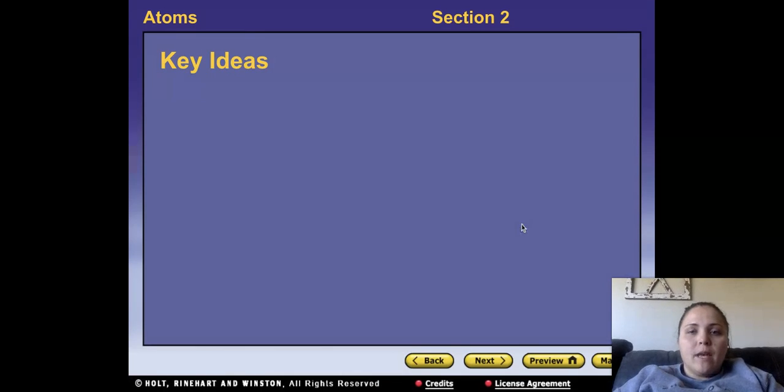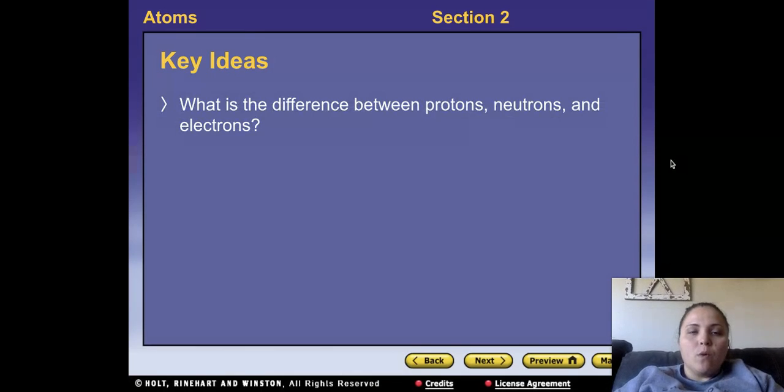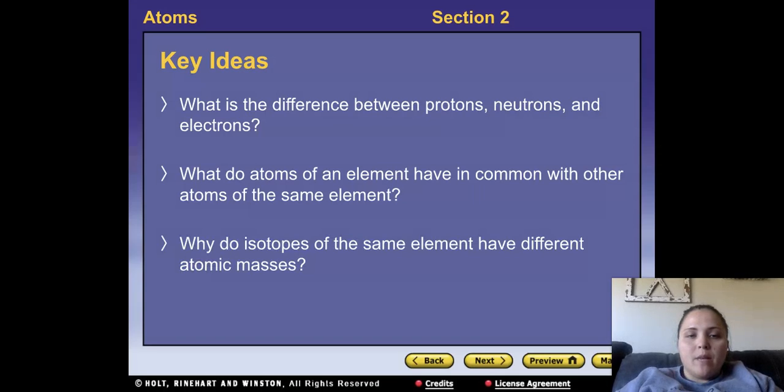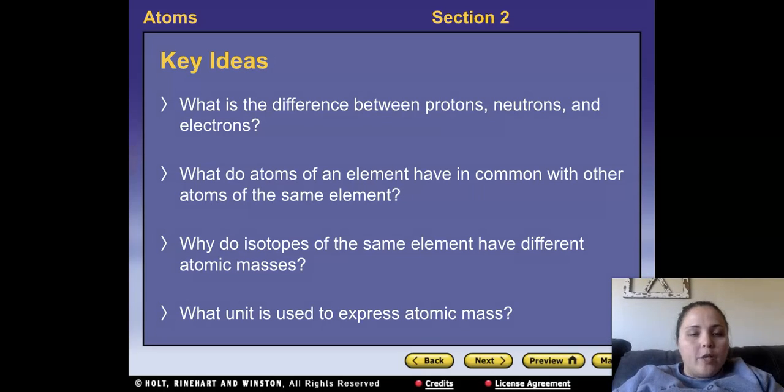4.2 Atoms. Key ideas in this section. What is the difference between protons, neutrons, and electrons? What do atoms of an element have in common with other atoms of the same element? And why do isotopes of the same element have different atomic masses? What unit is used to express atomic mass?